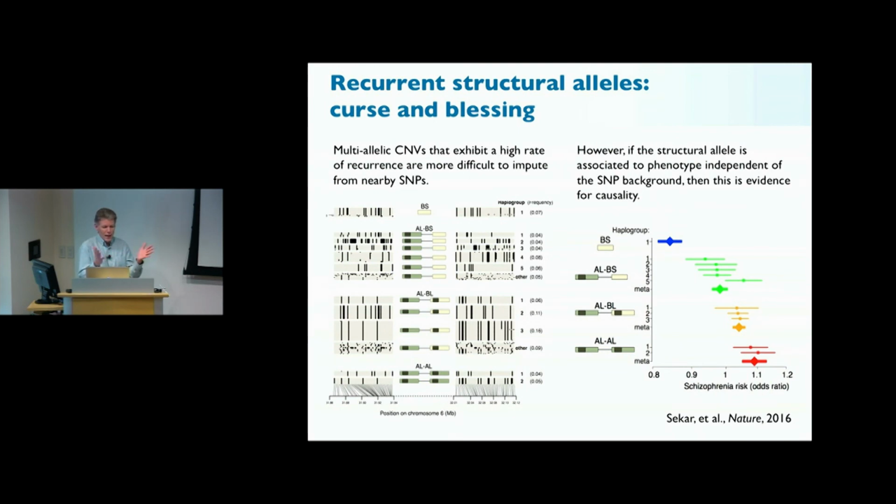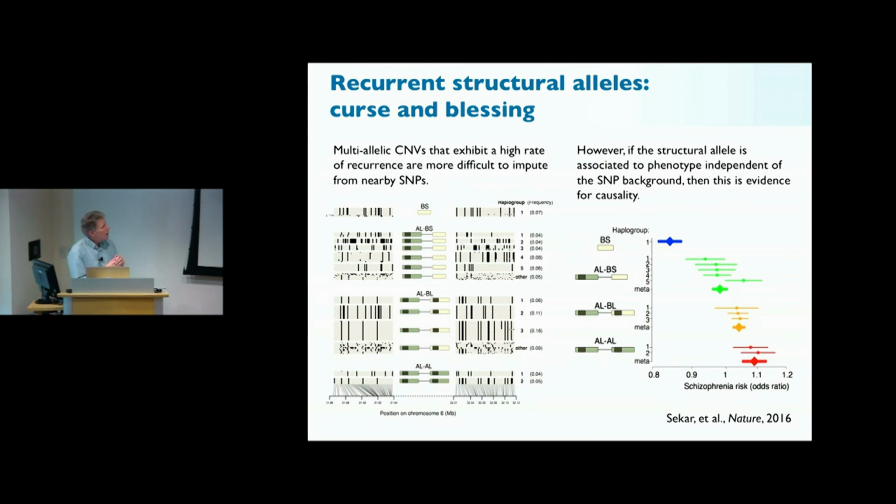Because you can have the same structural form existing on multiple different SNP backgrounds. And Ashwin found that was true at C4, right? On the left, we're seeing the same structural form on multiple different SNP haplotypes, because there's enough mutation going on at this locus that the same form can become recurrent. So this is kind of a curse in the sense that it makes it difficult to impute these structural alleles.